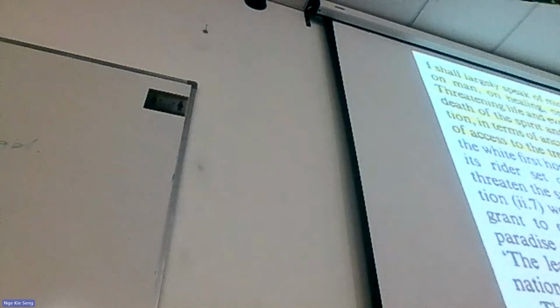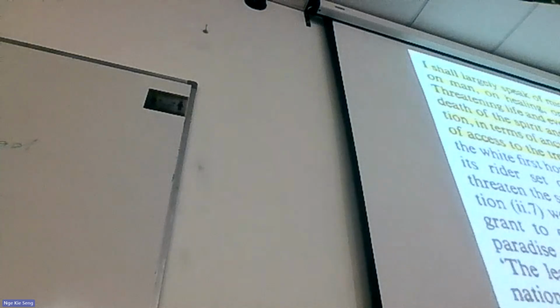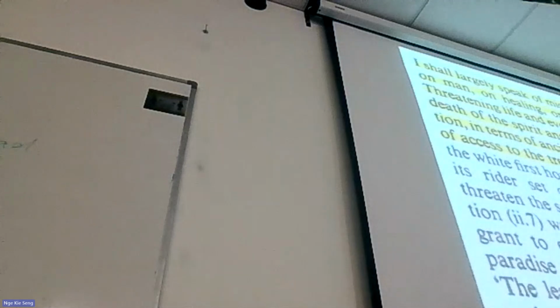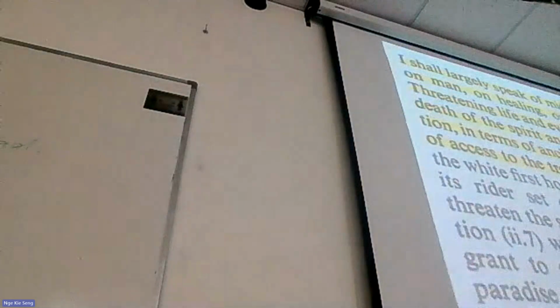Threatening life and evolution are the two deaths, death of the spirit and death of the body. Evolution, in terms of ancient wisdom, is the acquisition of access to the tree of life. Unquote. He goes on to heavily reference Revelations and the riders of the apocalypse, using them to proclaim that the Hippocratic oath applies not only to the body, but to the spirit. After this dramatic introduction, he described his test.